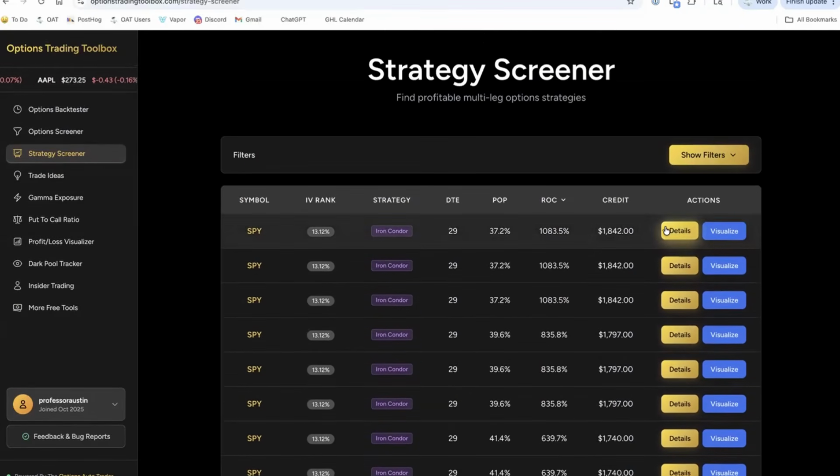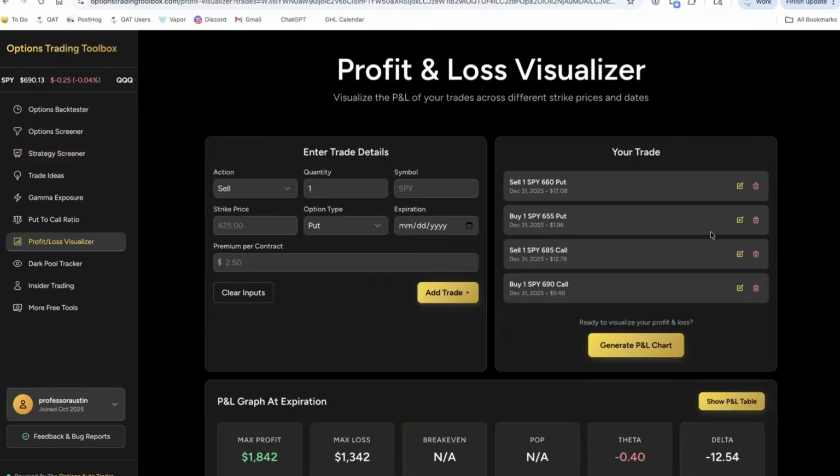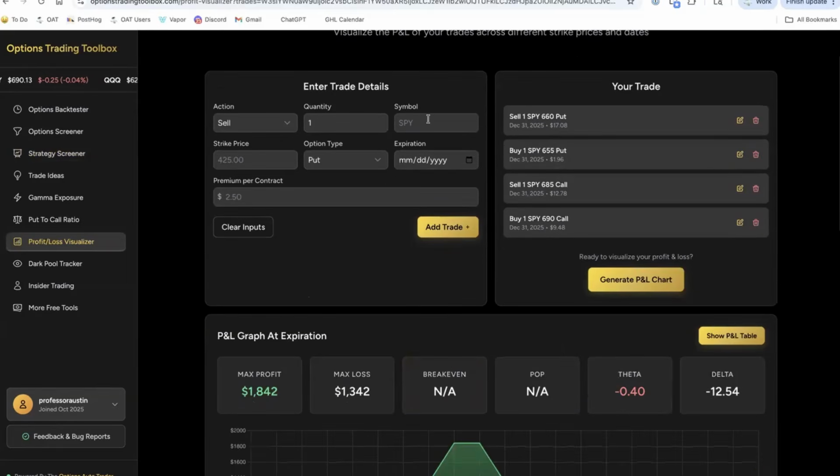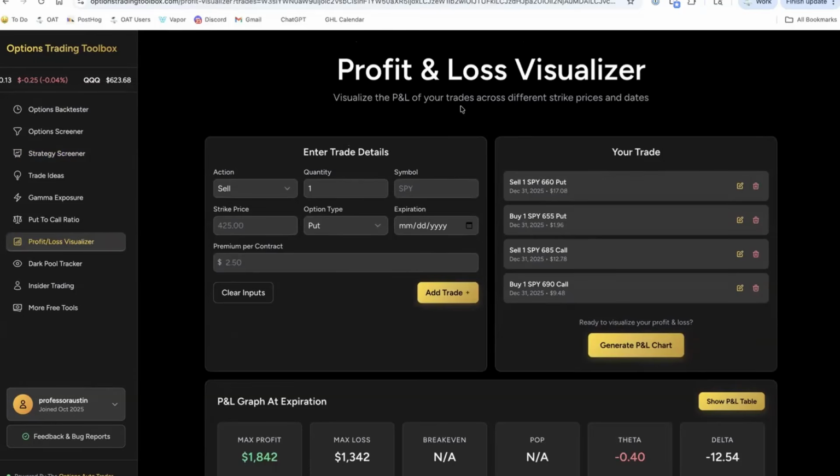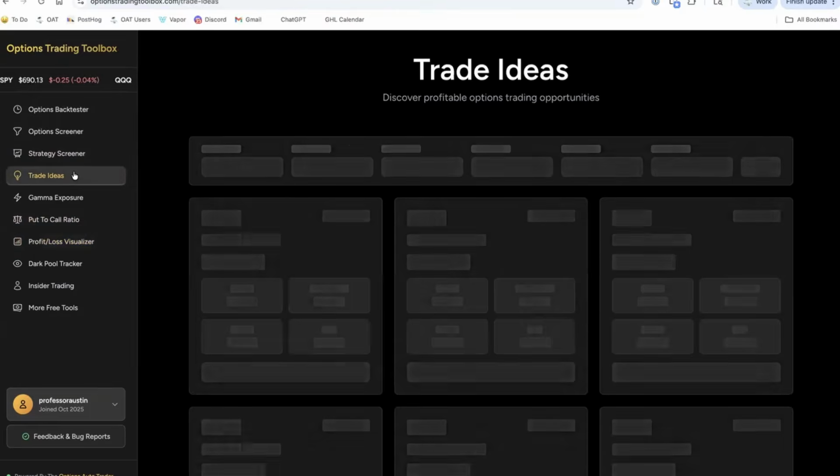I can also click on details of this, and it will show me all the details behind the strategy. And then I also have a visualize button. The visualize button is really cool. If I click on visualize, it takes me over to the options calculator, and it shows me a look at what's going on here. So it's super cool to see that listed out there as well. Sweet. All that's in there.